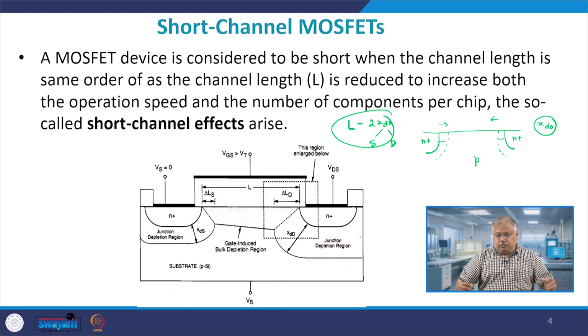However, as you start to make them closer and closer, and this channel length L becomes of the order of approximately 2 XD0, then we say that you have entered into a region where you have short channel lengths, which means that the two depletion widths are very close to each other, right. And why do you do it? There are many reasons to do it.